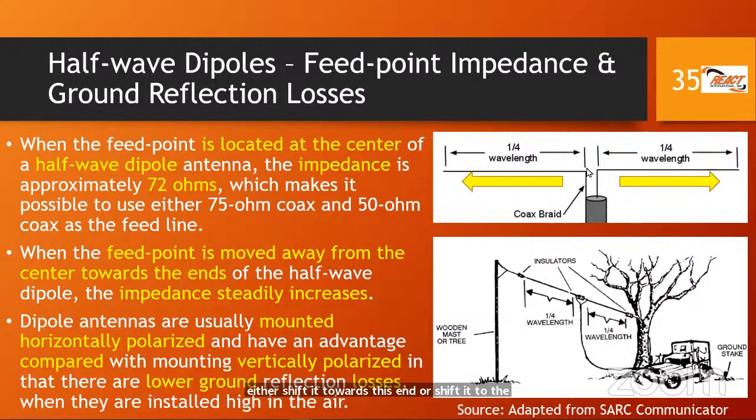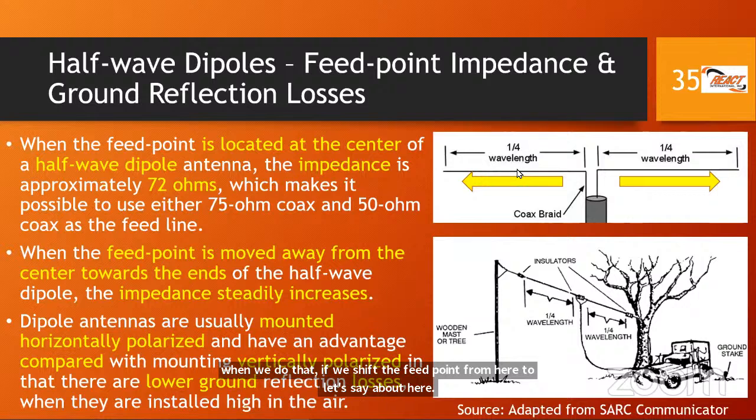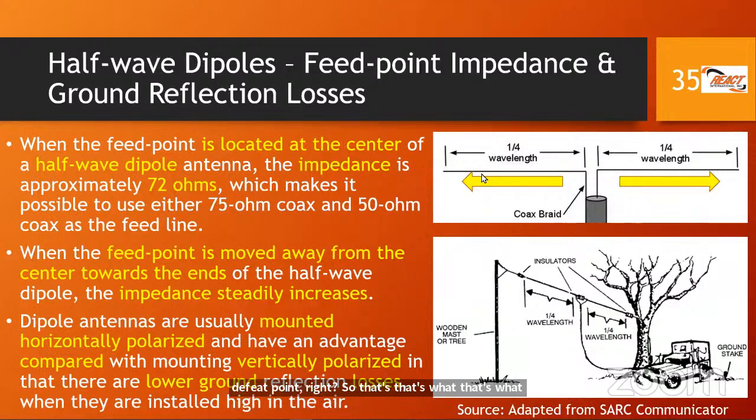And when we do that, if we shift the feed point from here to, let's say, about here, what we are doing is we will increase the impedance of the feed point, right? So that's what occurs. It doesn't stay the same. You would think, well, all right, it's still a half-wave dipole. But no, we have moved the feed point of the antenna from here to somewhere along the length here, either direction, right? And it will increase the impedance from what the standard impedance would be had it just been exactly at the center point.